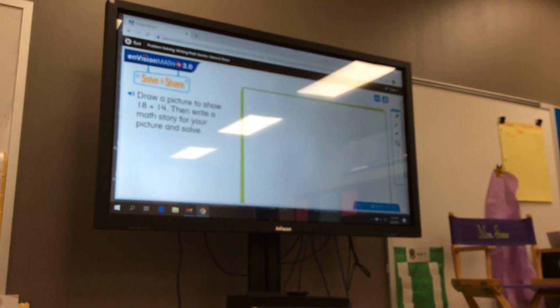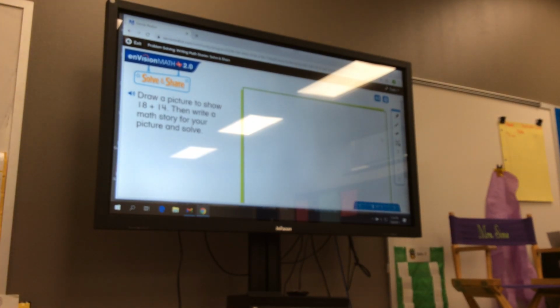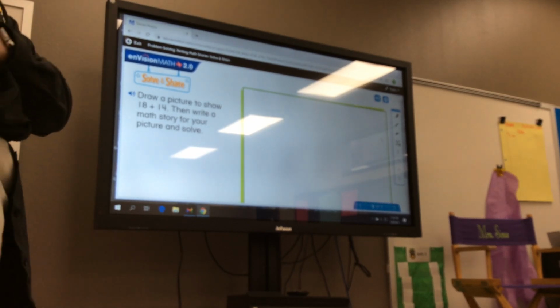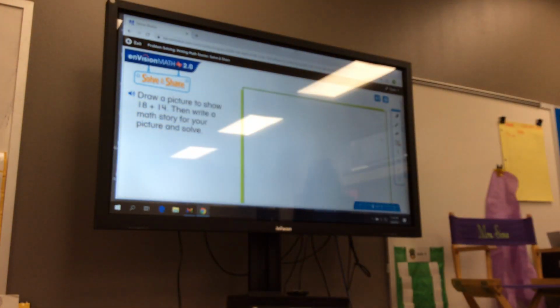Okay, you should be on lesson 7.8. Draw a picture to show 18 plus 14, and then write a math story just for your picture and solve. So let's draw a picture first. Let's think about this.